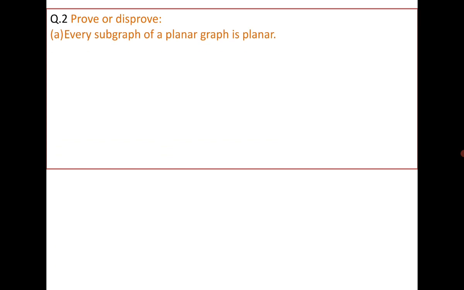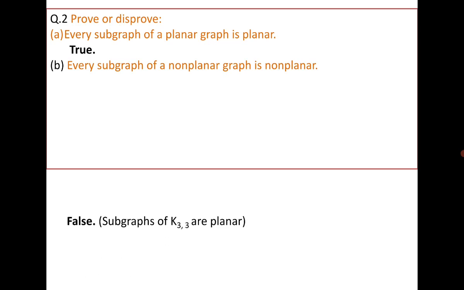Every subgraph of a planar graph is planar, of course, because it does not have a subgraph which is homeomorphic to K33 or K5, and therefore it is planar. Every subgraph of a non-planar graph is non-planar. It is not true. We can easily see K33, it has many subgraphs which are planar.